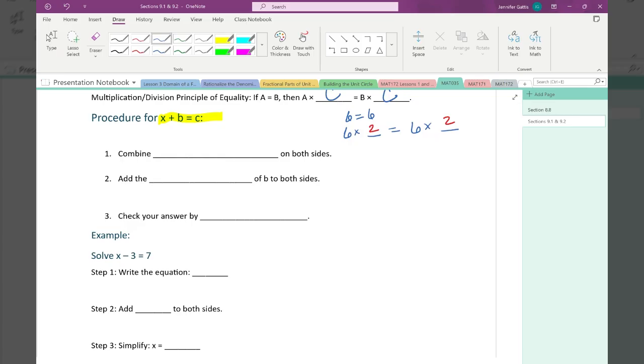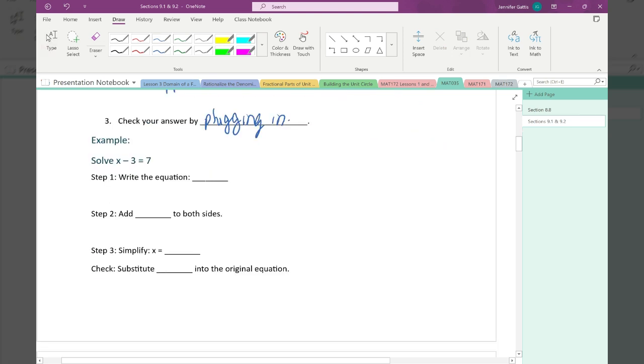So let's talk about the procedure for solving linear equations in the form of x plus b equals c. Okay? So the first thing that we want to do is combine like terms on both sides. And then add the opposite of b to both sides. And then you can check your answer, if you want to, by plugging in. Okay?